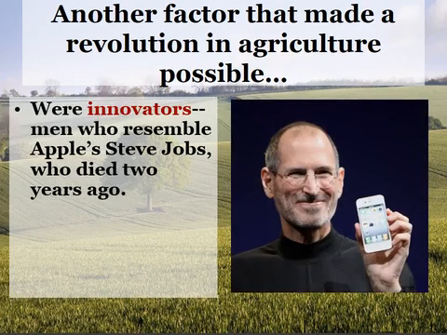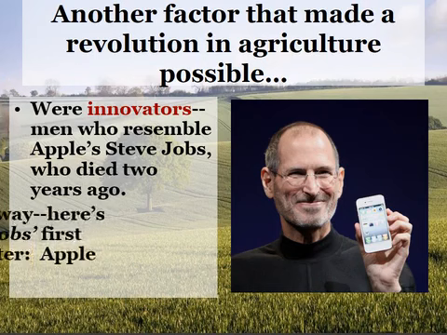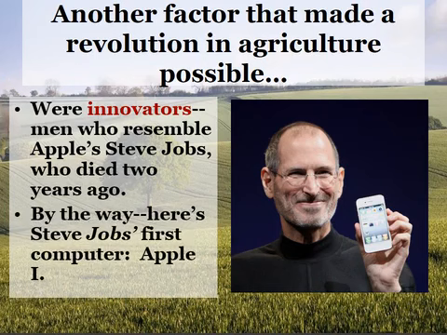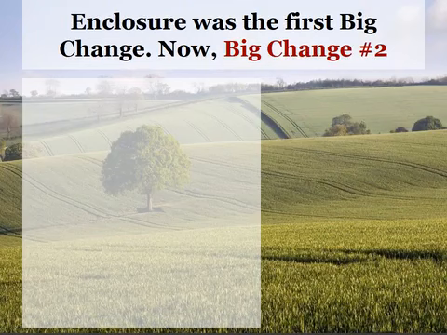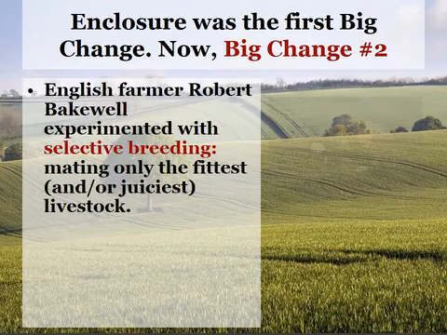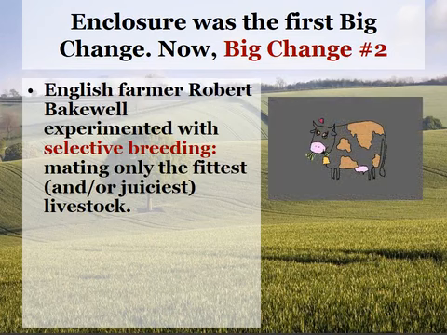Guys like Steve Jobs, who were innovators. And some of the innovations may seem pretty primitive to you. Well, guess what? Here's Apple I. That was primitive too. And look what happened to this puppy. So if enclosure was the first big change, number two were these innovators.